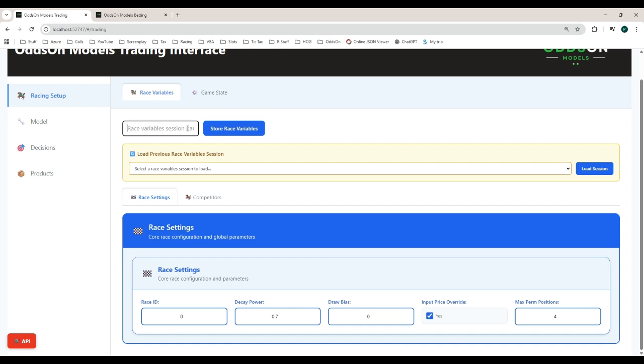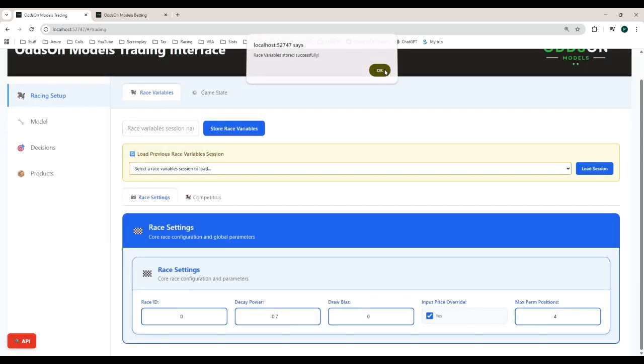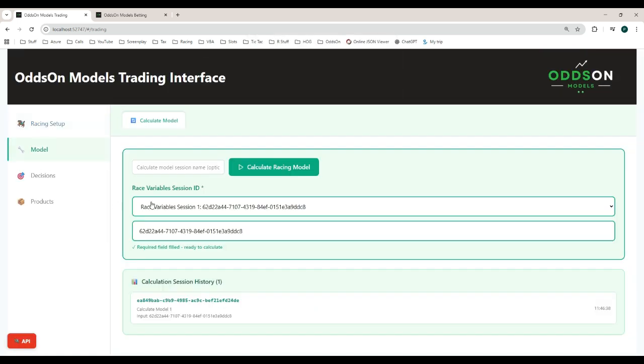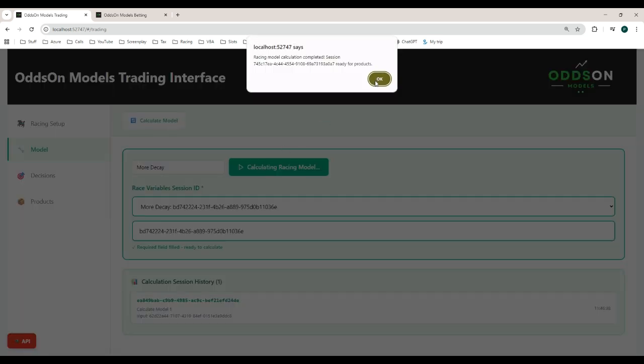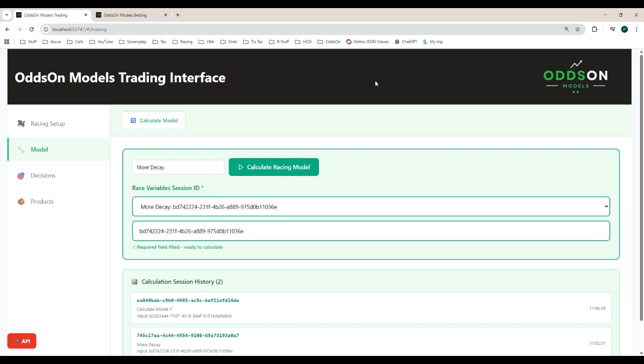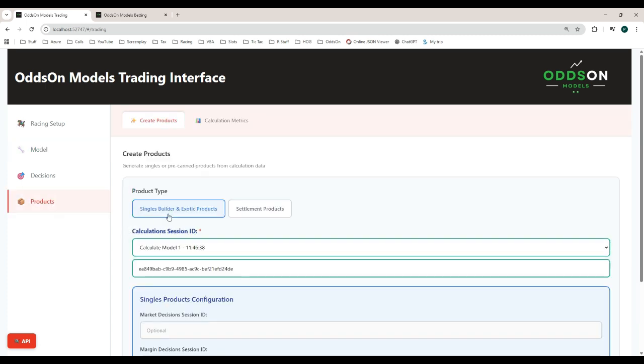So I'm just going to store these variables. I'm going to call this more DK. So I store them variables. So the second step in how we built this at the moment is to then do the calculation. So I'm doing the calculation now based on that variable change. So now in the back end, all the permutations have been worked out for that particular set. They're saved now. And then my third step is simply to go here and to change the prices in the UI.